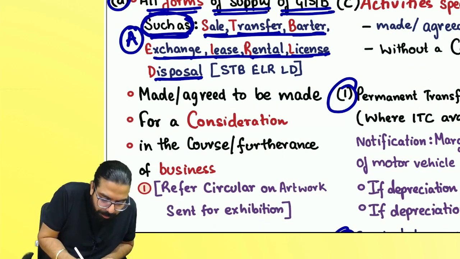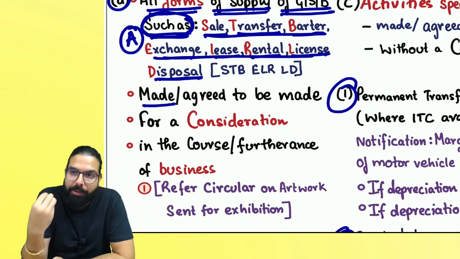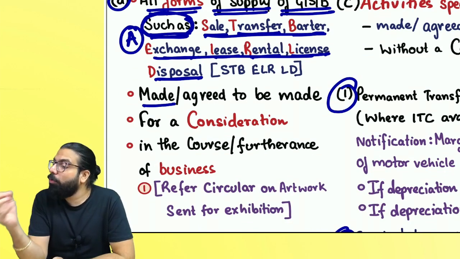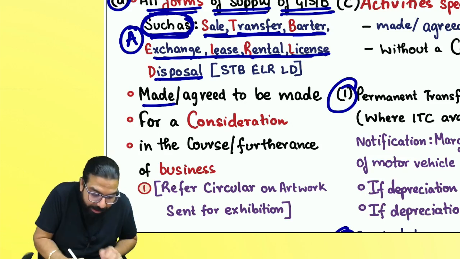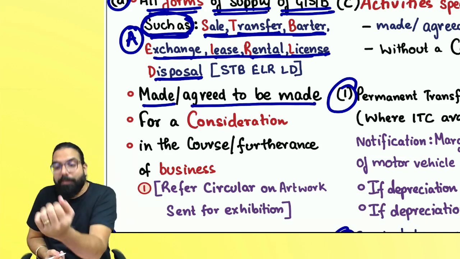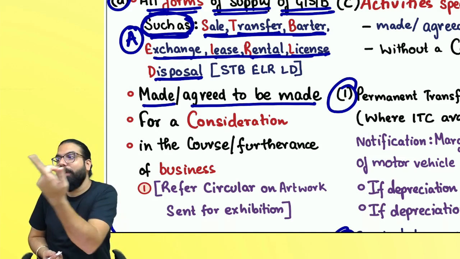Secondly, it should be made. I sold my car. That is what? Activity made. I took money from you and told you I will give you the class from next month. Have I agreed to make? It means if you take an advance and agree that you will give some goods or service, that is also a supply.